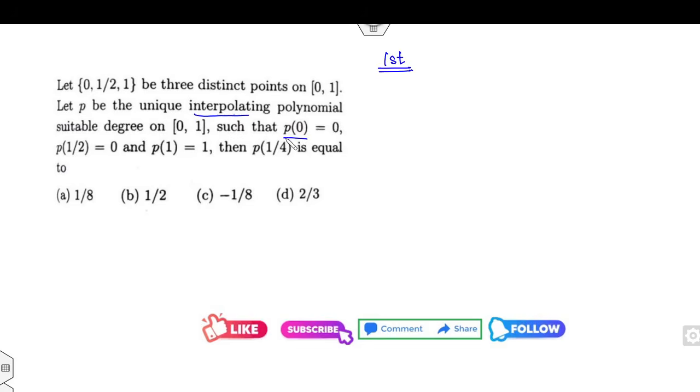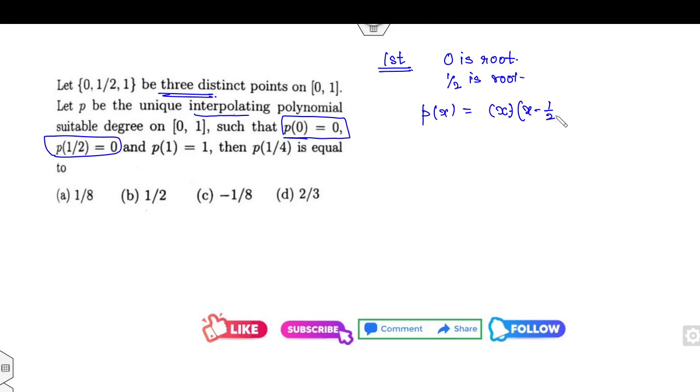The first method is, if you look at this case, what is the meaning of that? That means 0 is a root of the polynomial. Fine. What else is given? Half is also a root of the polynomial. Fine. So my polynomial will be, because there are 3 distinct points, x and x minus half will be factors because they are roots, and it is given that p of 1 is 1. So what is the p of 1? It will be half, and I need a 1, so I can multiply by 2. That's the answer.